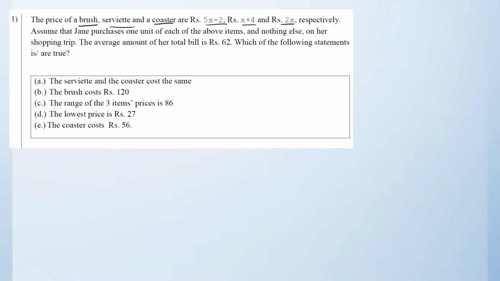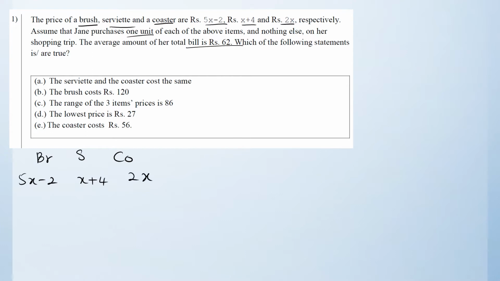Jane purchases 1 unit from each and the average amount of the total bill is 62. So we can summarize these data. We have brush, serviette and the coaster. The prices are 5x minus 2, x plus 4 and 2x.